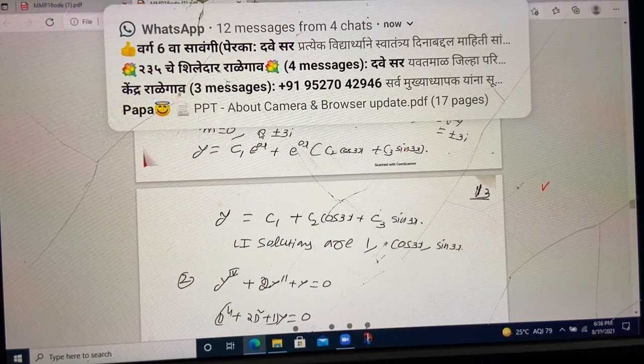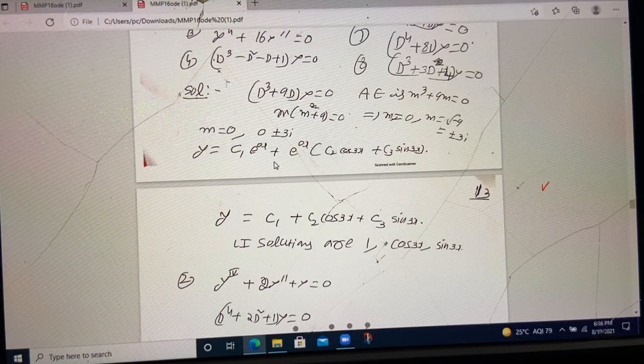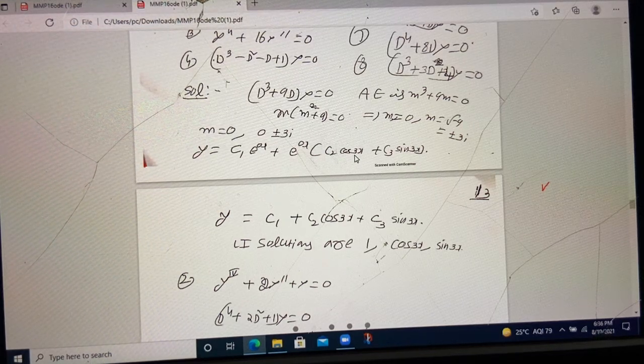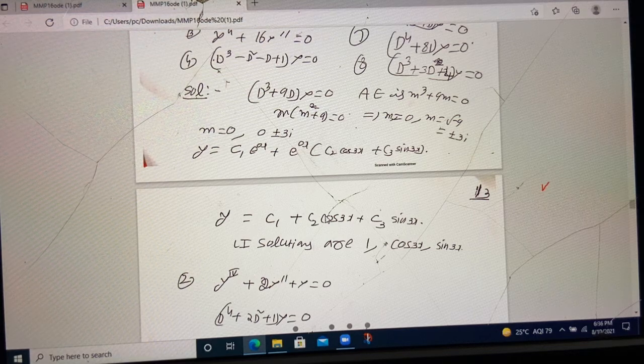What is alpha? Real part. What is beta? Imaginary part, the i coefficient. So e power 0 is 1, if you multiply inside, then you will get c1, c2, c3 coefficients. c1 coefficient is 1, c2 coefficient with e power 0 is 1, so cos 3x, c3 with e power 0 is constant, sin 3x. So what are the three linearly independent solutions? 1, cos 3x, sin 3x.